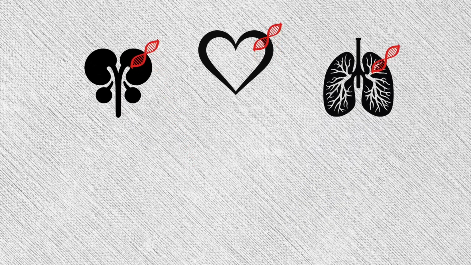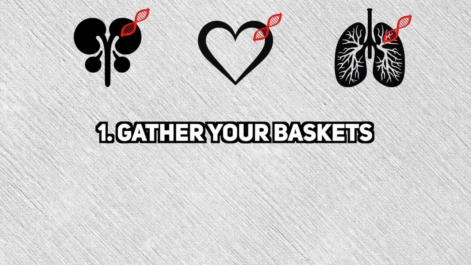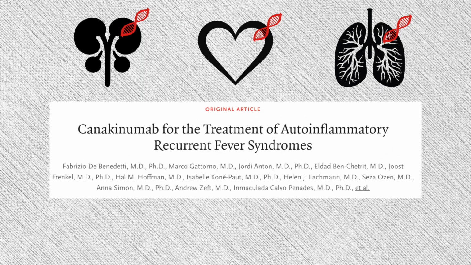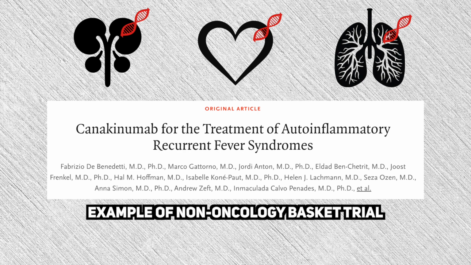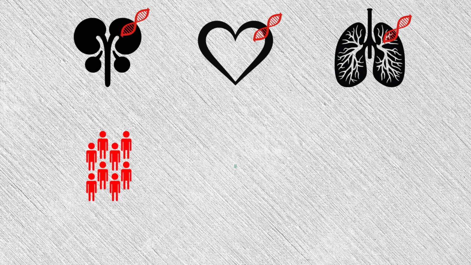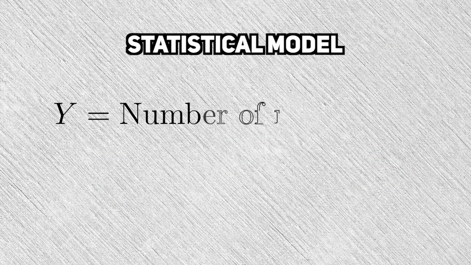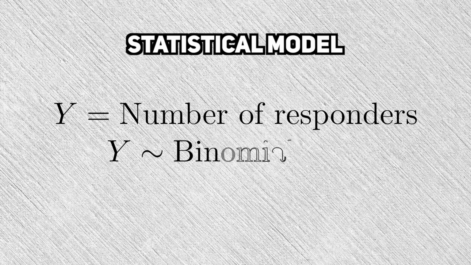To start a basket trial, we identify a few cancers with a common genetic mutation. The disease doesn't have to be cancer, but there needs to be some unifying aspect that therapy can take advantage of. Then, we recruit people to these baskets, give them the therapy, and see if some of them have a favorable response. This is usually something binary like remission or the shrinkage of a tumor.